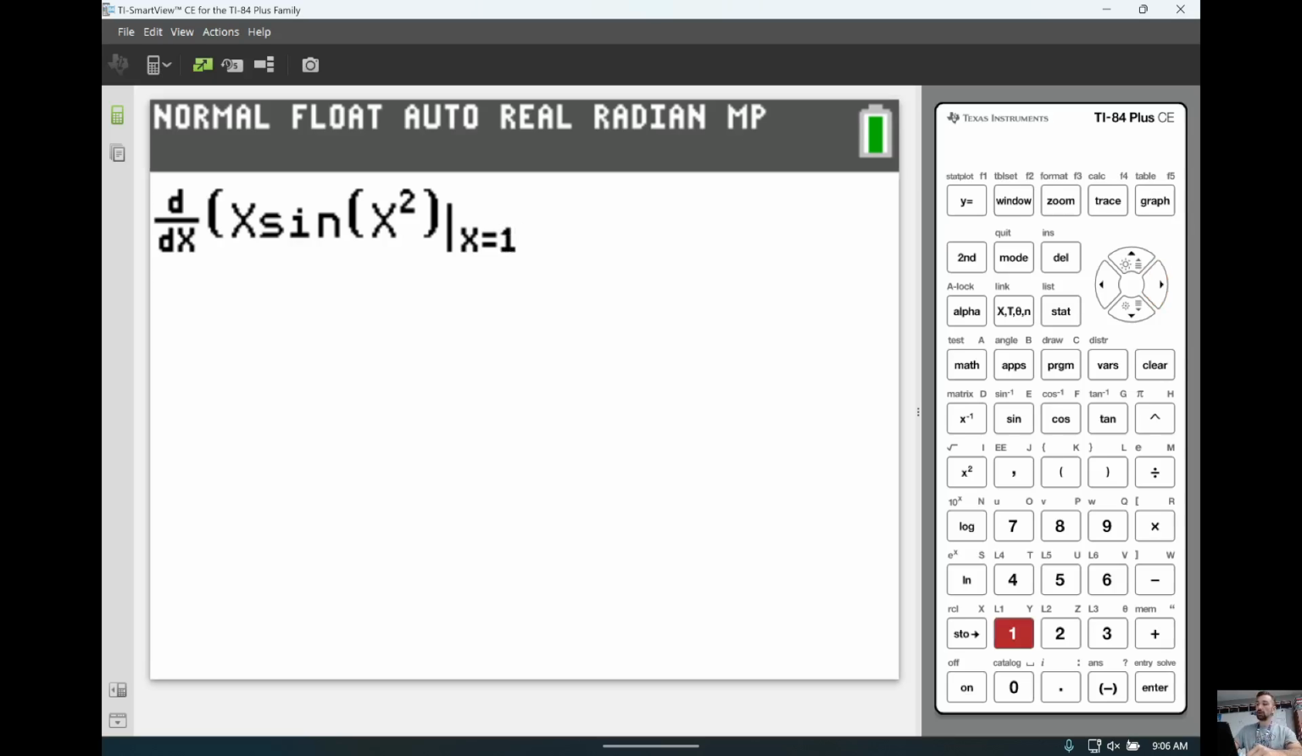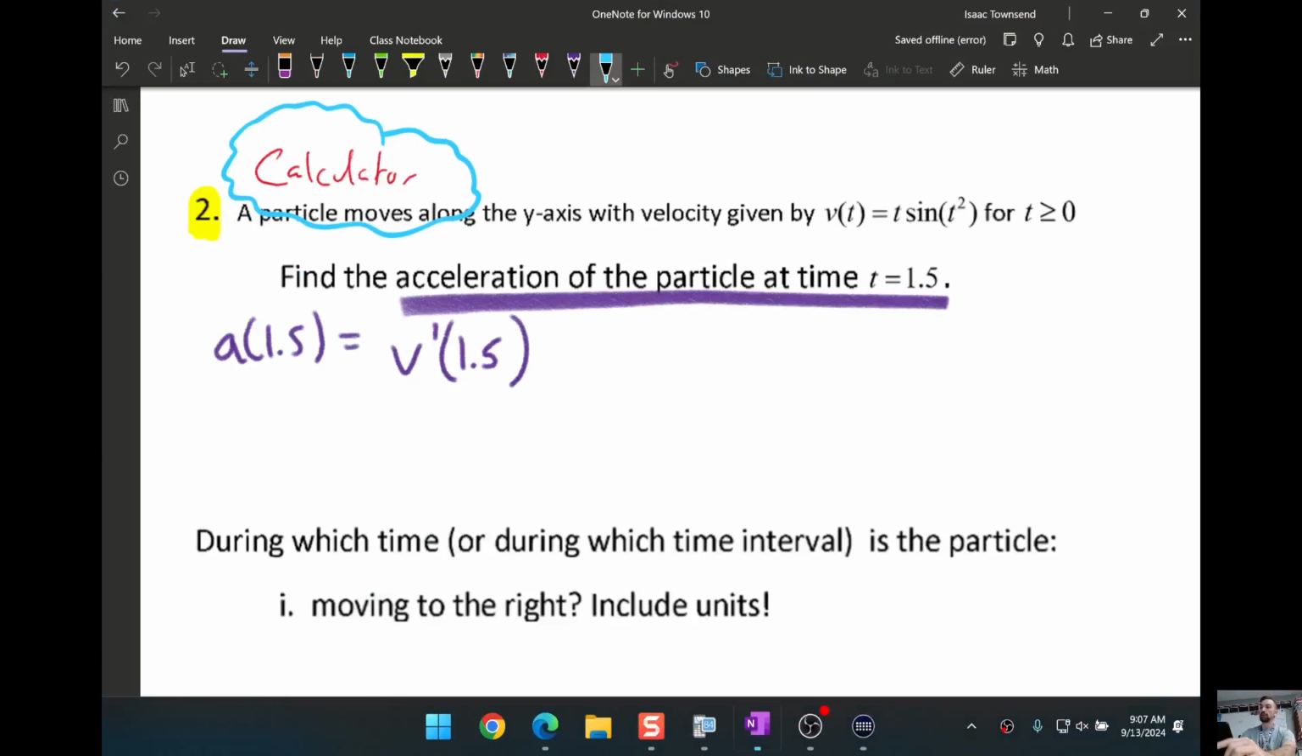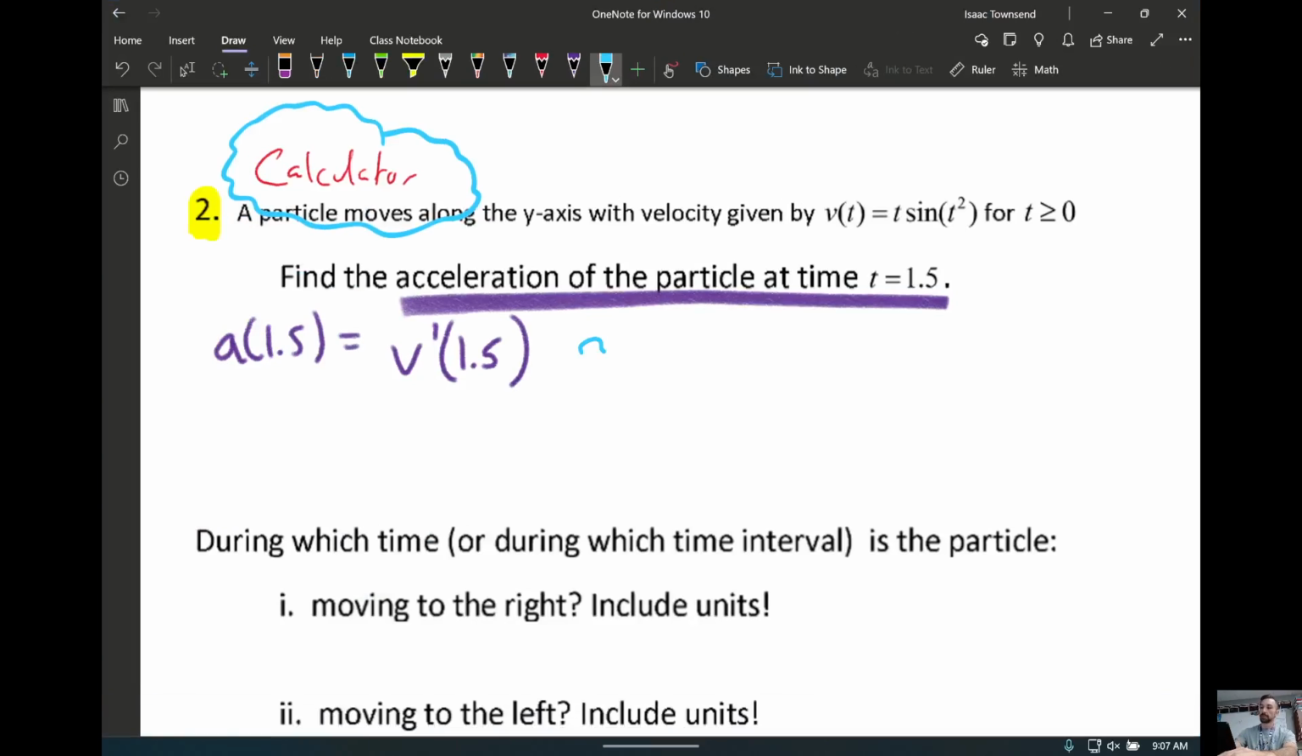And so we want to know the derivative at 1.5. And assuming you're in radians, because everything in calculus is radians, we don't bounce back and forth like pre-calculus, there's your answer. Negative 2.049. Now, if you type that in and got a wildly different answer, you're probably in degree mode. It's got to be in radians, especially if there's a trig function.